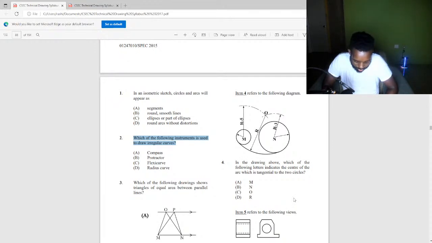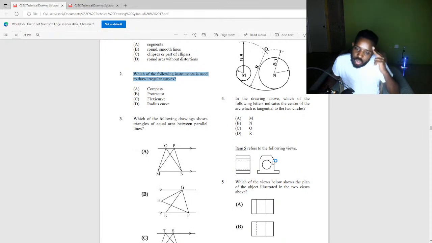Let me give you some time to try and figure it out. It's relatively simple though. Point O, sorry. So C, point O, because you can see O here represents the center of the arc. This is the arc that is touching 2 circles, an external tangential arc to both those circles.